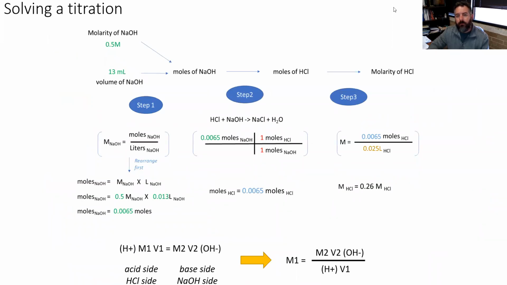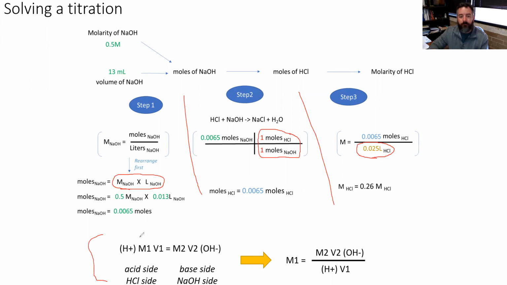Okay, so another way to calculate this is kind of a shortcut method that encompasses all 3 of those steps. So again, we have our 3 steps here. Our first step, we are multiplying molarity of sodium hydroxide and volume of sodium hydroxide. Then we're basically doing a division between the number of moles of each one of those. And then we're taking all that information and dividing by the volume of the acid. Well, if you look at the equation down below here, we have something that looks a little bit like the dilution equation, but it's a little bit different.